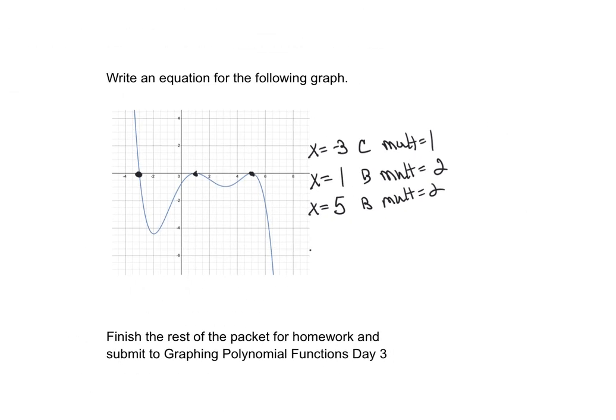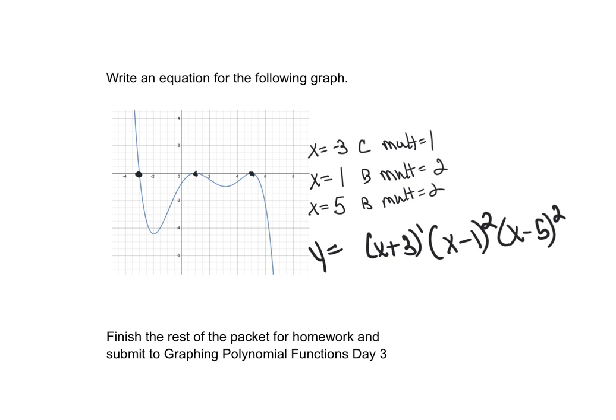So we would have y equals, okay? To get x equals -3, remember that way we'd have x plus 3, and that would have a multiplicity of 1. X equals 1 means that we'd be at x minus 1, and it has a multiplicity of 2, so that would make it a squared because it bounces, and the same thing at 5, we'd be at x minus 5, and our multiplicity would be 2.